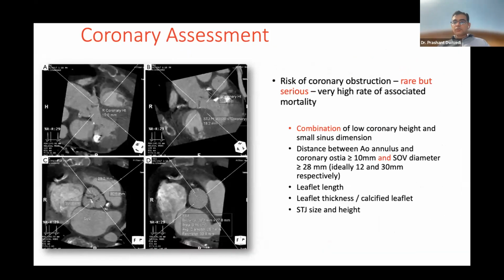Overall, the risk of coronary obstruction is rare, but it's serious. We need to assess the combination of low coronary height and small sinus dimension. If the distance between the aortic annulus and the coronary ostia is more than 10 millimeter and the sinus of Valsalva is more than 28 millimeter, we are pretty much assured. Ideally it has to be more than 12 and 30, but more than 10 and 28 is pretty much okay. But we also need to understand the leaflet length, STJ size, STJ height, leaflet thickness, and the calcified leaflet.